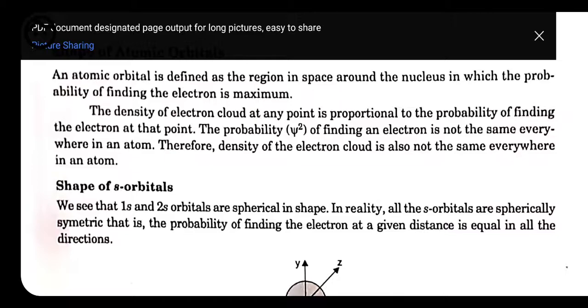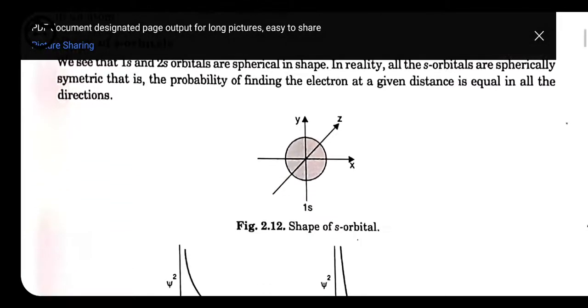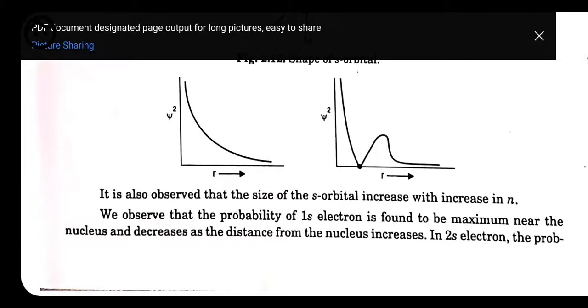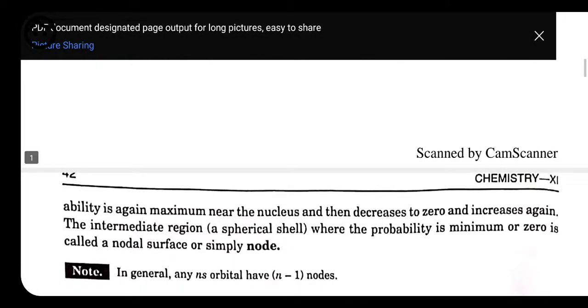When we talk about two dimensions, the shape of the s orbital is circular, but in three dimensions, the shape is a sphere. As the principal quantum number n increases, like n is equal to 1, 2, 3, 4, the size of the s orbital also increases. So we came to know that the s orbital is non-directional and spherical in shape. Now come to the p orbital.